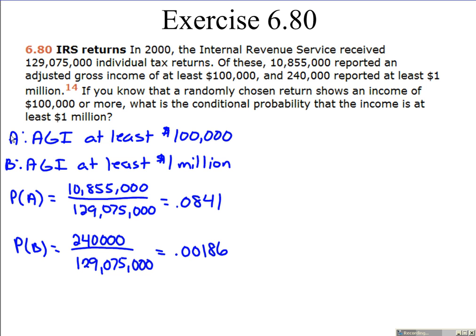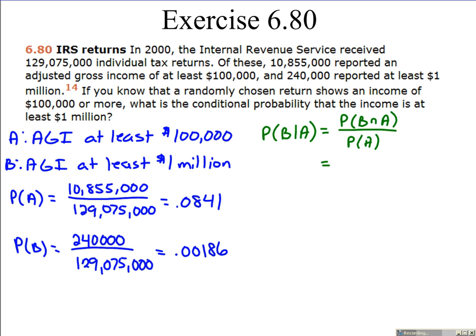Now, what we are asked to find, we want to know what's the probability that event B happens given event A has already happened. So what's the probability that the tax return is over $1 million given that we know that it's already in the category of being over $100,000? Using our formula, the probability of B given A is the probability of B and A happening divided by the probability of A happening.